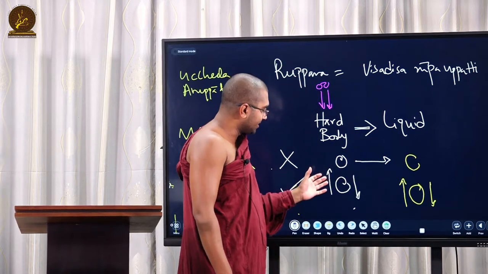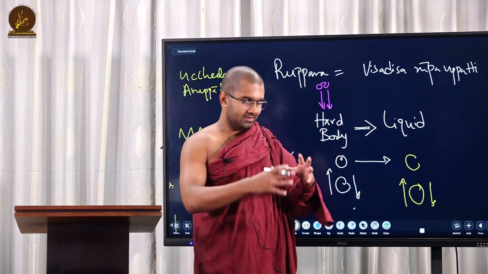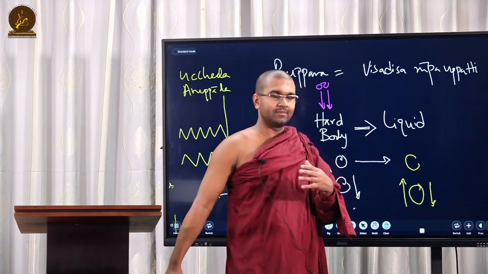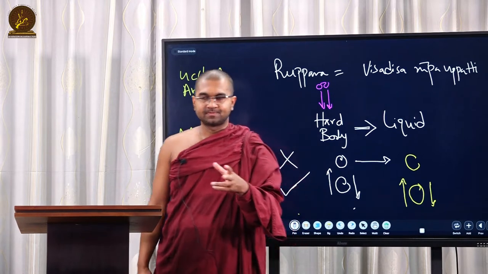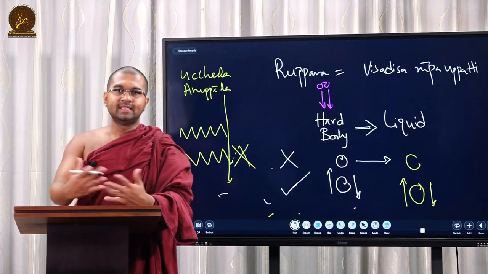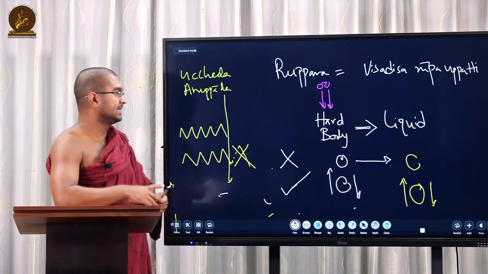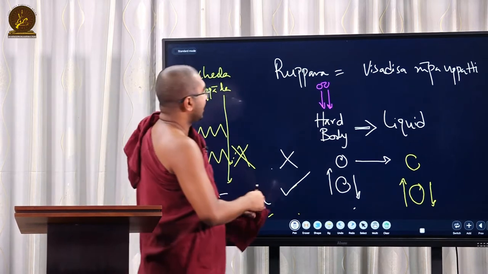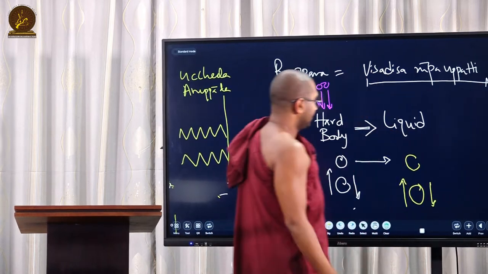But according to Theravada, the rupa that existed, the rupa that had a material body that had hardness, would not come into liquid with the same kalapas. While the new kalapas are appearing, they manifest different qualities. That is the explanation. That's why the commentators have greatly emphasized this: Visadisa rupopati.